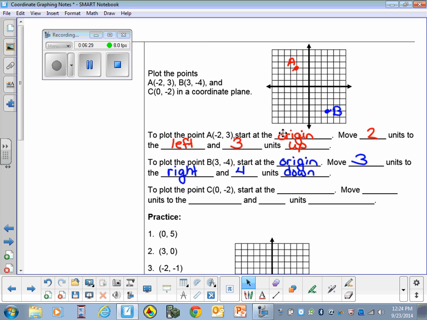For C, we're going to start at the origin. We want to move 0 units to the right or left. And we're going to move 2 units down with a -2. So I'm going nowhere right and left, just 2 units down. Erasing all that looping because I know it's not good mathematical graphing. And I have plotted point C.